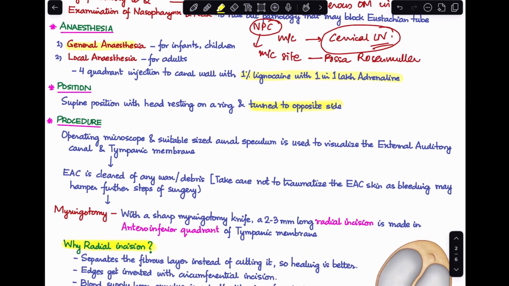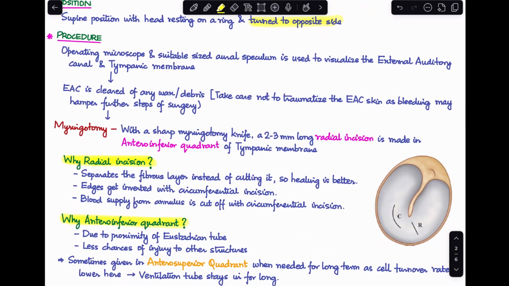Now let's discuss how we are going to perform the surgery. What are the steps of the surgery? So we'll usually do it under an operating microscope, and the magnification used is 6 times. And we'll use a suitable sized aural speculum for the ear. Our first job is to visualize the external auditory canal and the tympanic membrane. Once you have visualized the external auditory canal, we'll clean it of any wax or debris that might be present over there.